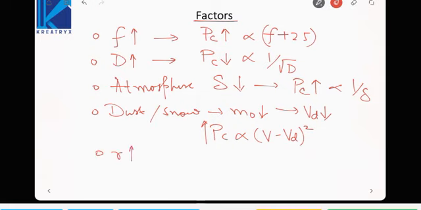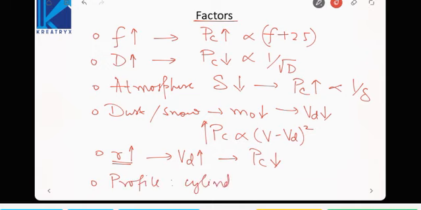What if we increase the conductor radius? Increasing the radius increases disruptive voltage, due to which corona loss will reduce. And anyways, if we increase the conductor radius, electric field intensity will reduce, so corona loss should also reduce. And last is profile. So we use cylindrical conductors to have uniform electric field so that corona loss is lesser. There should be no sharp ends at the conductor.